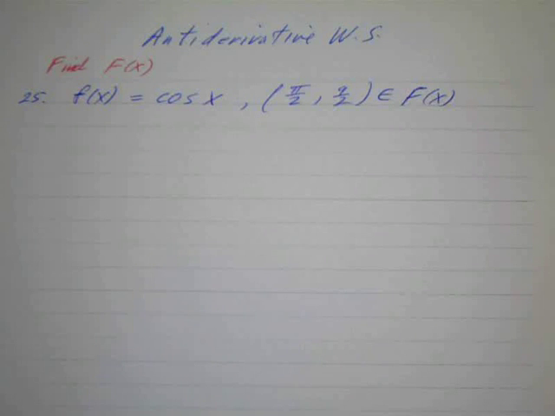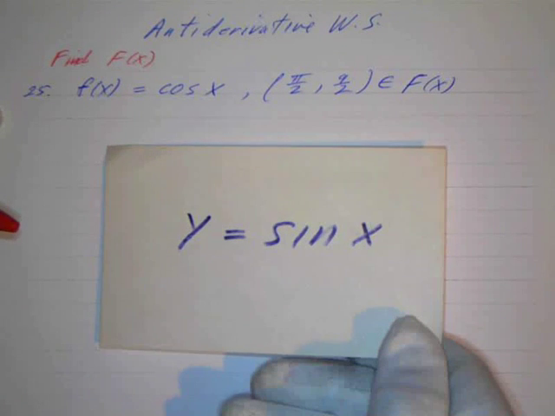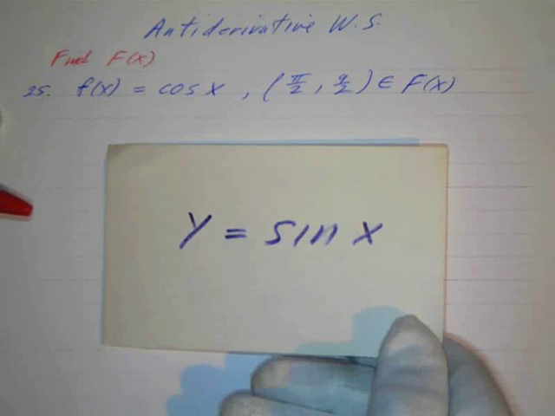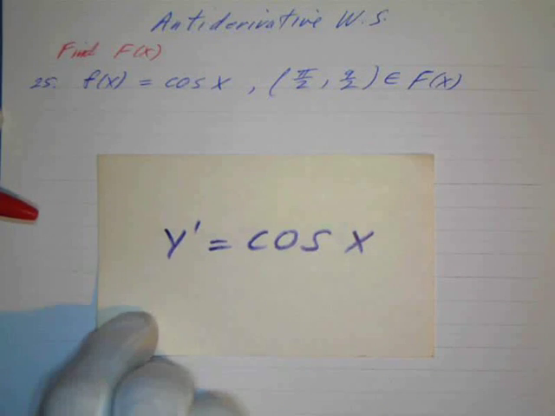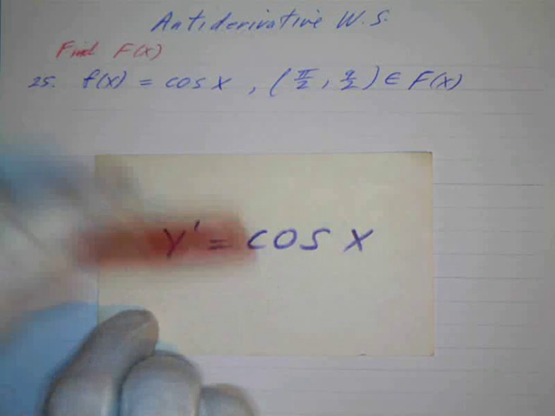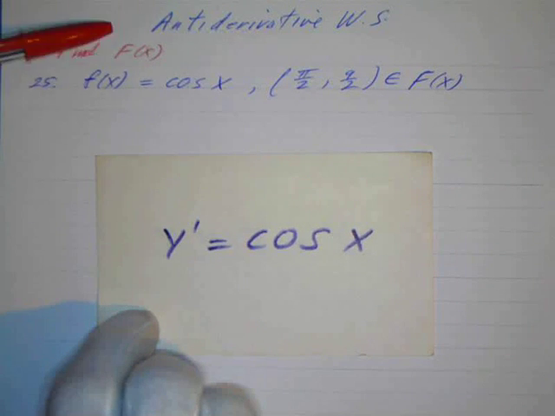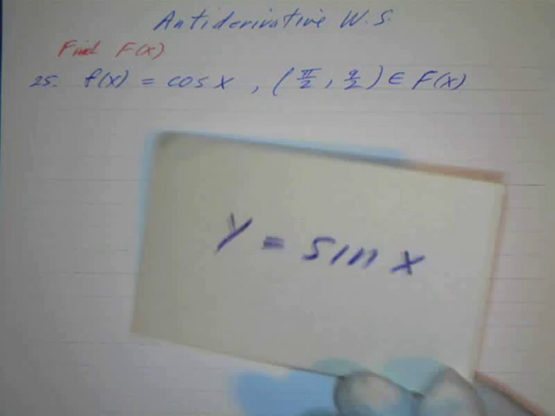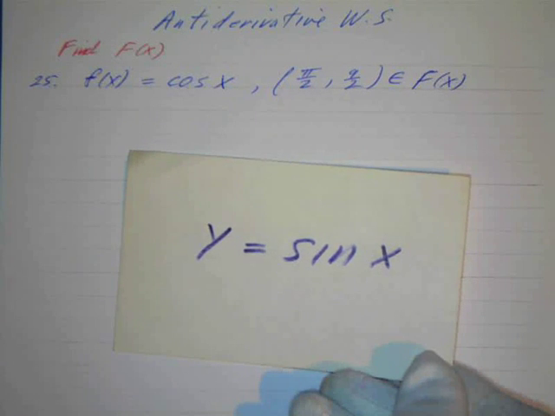Now, first of all, if we want to find the antiderivative of this, remember, we're just going backwards. In other words, if we have this on our flashcard, y equals the sine of x, we know that the derivative of the sine of x is the cosine of x. So y prime equals the cosine of x. So we're trying to go backwards. We're saying, well, this is the derivative, what's actually the antiderivative. So what did we take the derivative of to get this? We just flip it back, and it's going to be the sine of x.